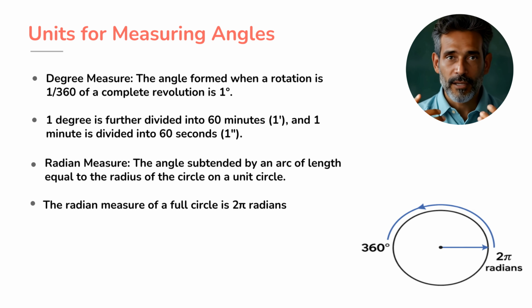On the other hand, the radian measure is a bit more mathematical. A radian is the angle subtended by an arc whose length is equal to the radius of the circle. In a circle with a radius of 1 unit, an arc of length 1 unit subtends an angle of 1 radian at the center. To give you a better perspective, 360 degrees is equal to 2 pi radians. This means one complete revolution of an angle is the same in both degrees and radians, just measured differently.